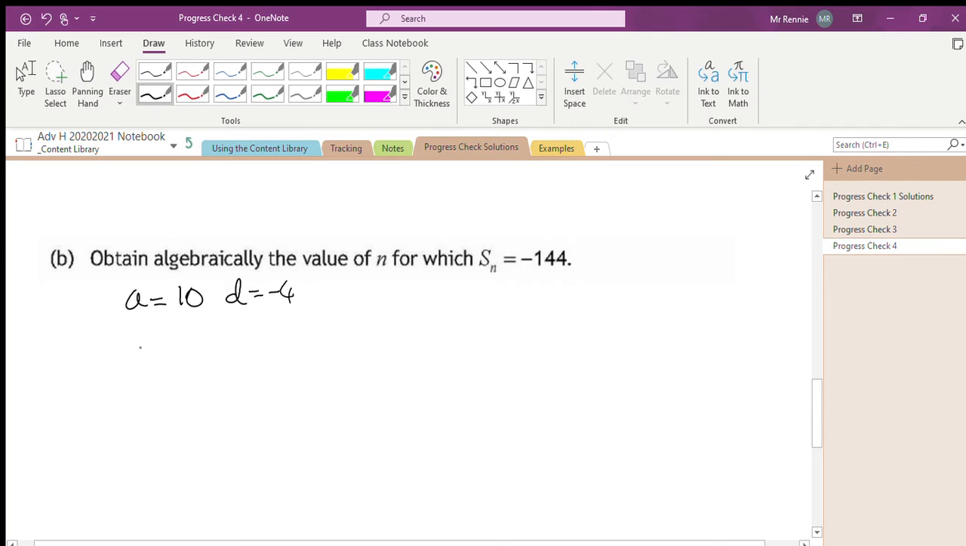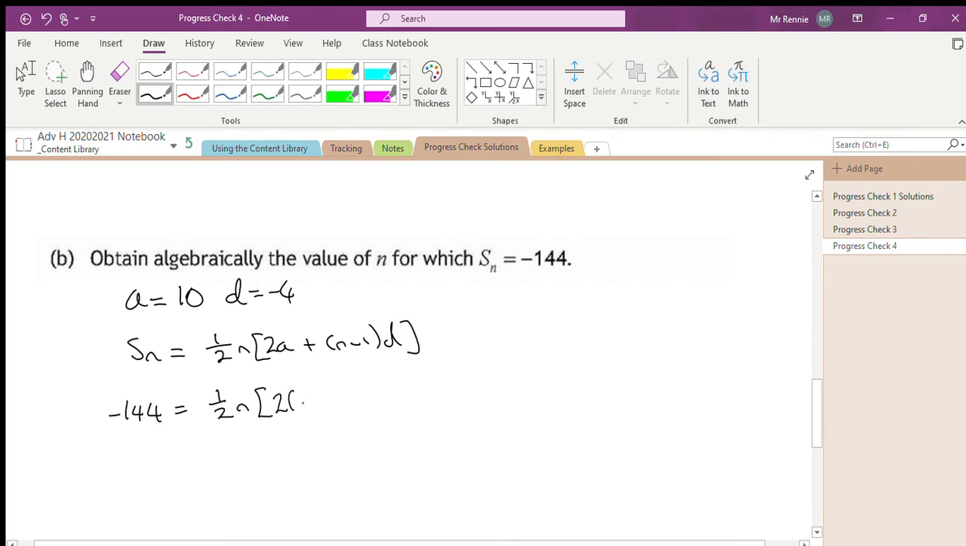The equation I'm going to use is written on the formula sheet. The sum of an arithmetic sequence is a half of the value n, then 2 lots of a plus n minus 1 d inside my brackets there. Now I know my sum is going to be -144. That's going to equal a half of whatever n is.